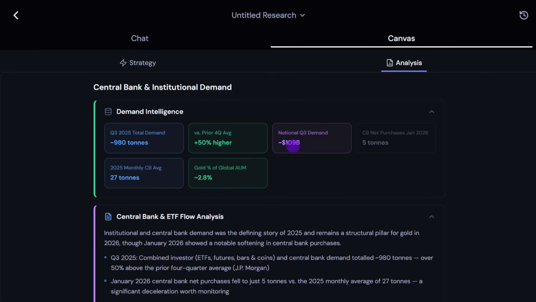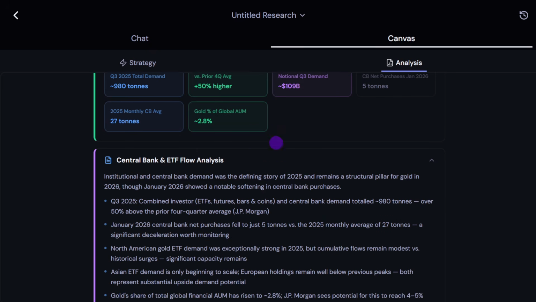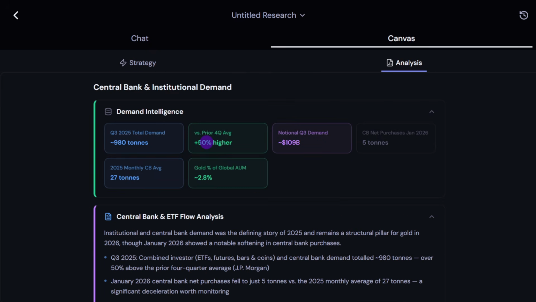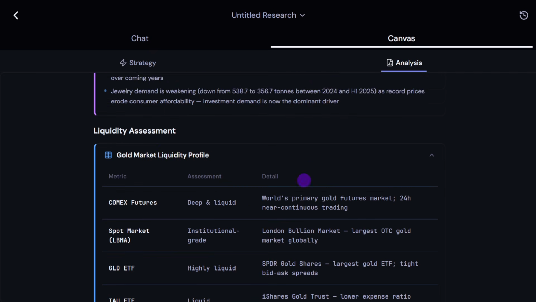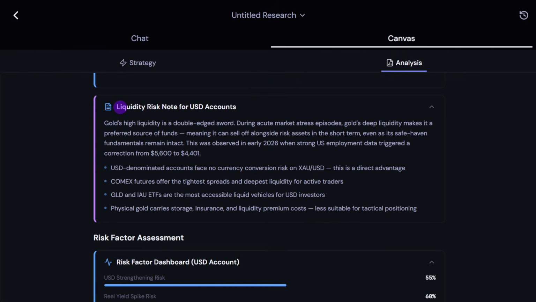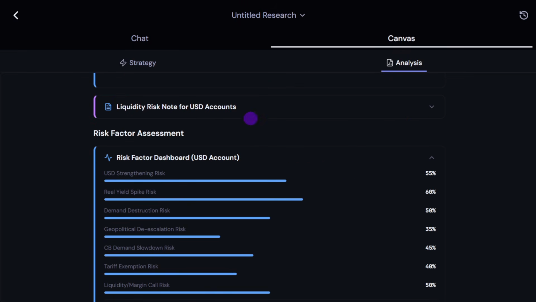If you're not very familiar with these numbers and you don't know what they mean, you can read the summary and the explanation and how you can leverage these numbers for your investment strategy. Then we have a liquidity assessment, which is also important. And here you have the liquidity risk note for US dollar accounts.